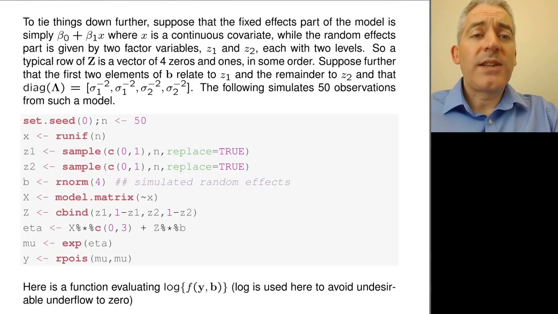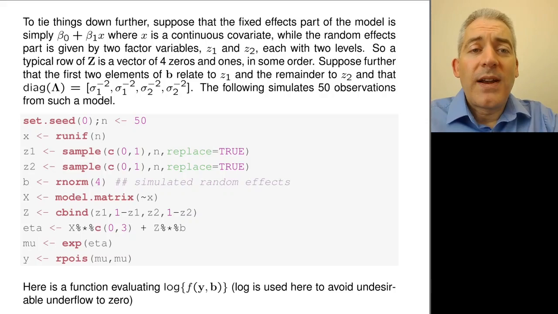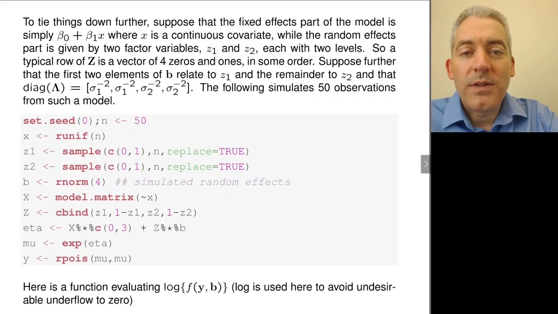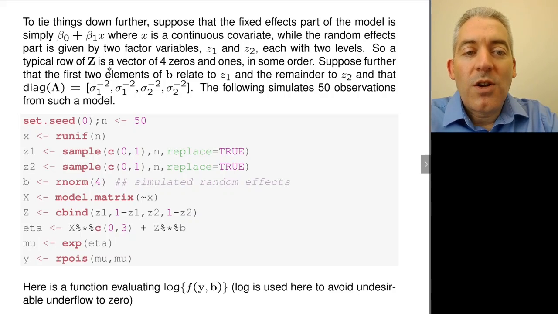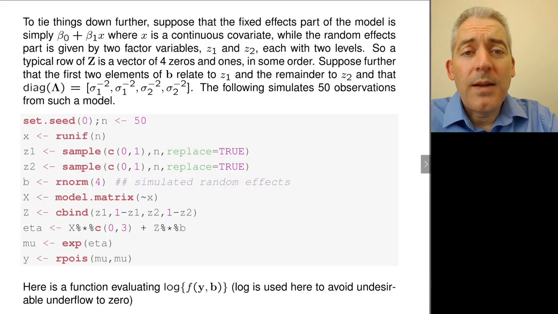First of all, let's make our model a bit more precise. We haven't said very much about our random effects or our fixed effects. So let's just suppose we've got a very simple fixed effects component with two betas, just one continuous covariate. We're going to have the random effects as two factor variables, Z1 and Z2, each with two levels. So that means that our covariate matrix for the random effects is going to be a vector of length 4, zeros and ones in some order.